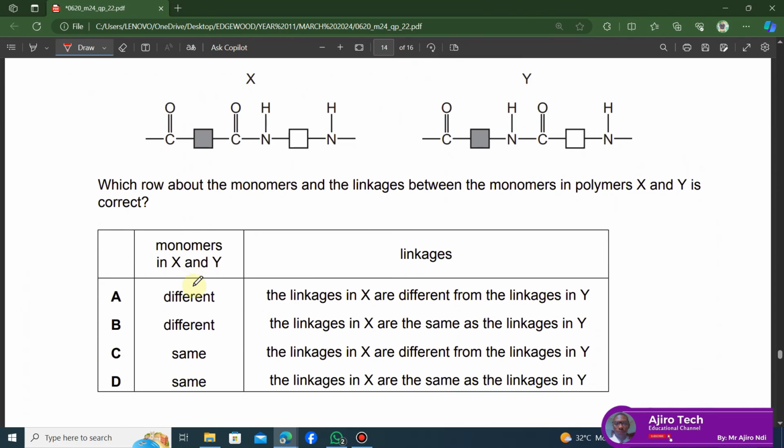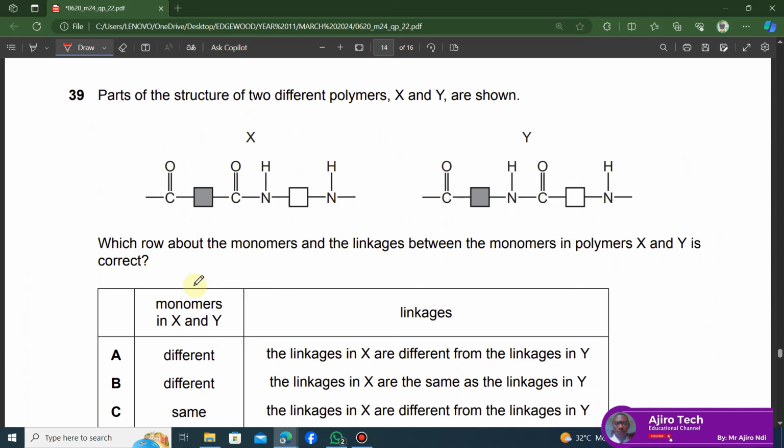So we have question 39 now. The structures of parts of 2 different polymers, X and Y, are shown. Which row about the monomers and linkages between the monomers in polymers X and Y is correct? If you look at this, the 2 polymers being formed have the same linkage, which is the amide link. Even though it is rearranged, it has the same amide linkage.